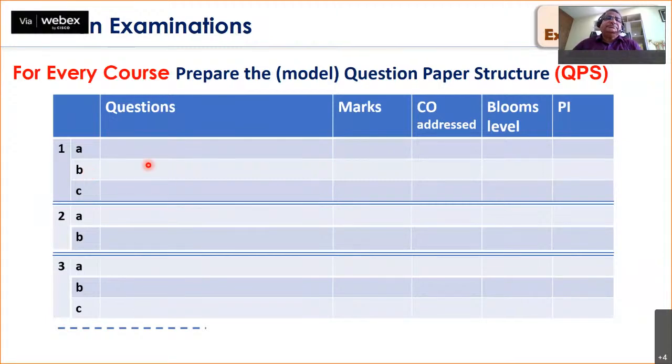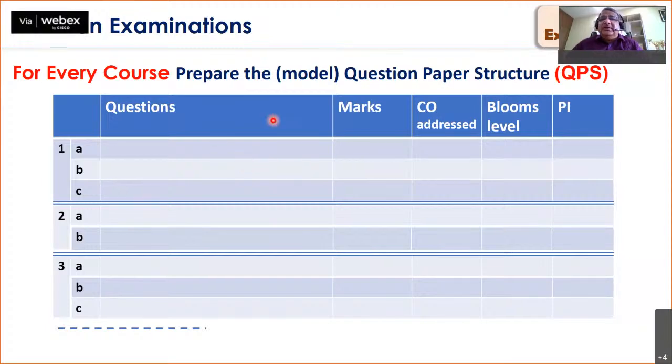Here, the teacher will write the question in the model question paper. He will allocate the marks, and he will write to which CO it is addressed, as CO1, CO2, CO3, like that. At what Bloom's taxonomy level, whether it is an L1 level question, L2 level, L3 level, like that. Then which PI, the PI code he will mention, 1.1.1, 1.4.1, like that.